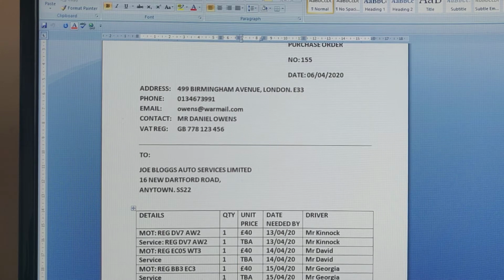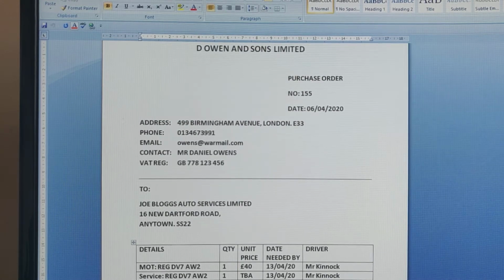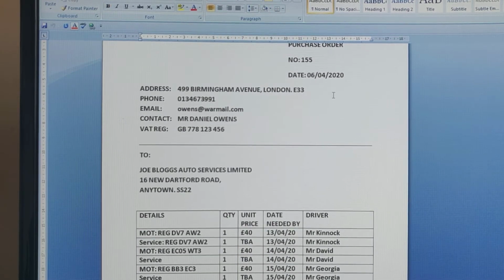If I use this as an example, this is DON, one of the corporate clients of Joe Blocks Auto Services Limited. They will raise a purchase order, an internal purchase order, and clearly label it, clearly number it, date it, and then state the vehicle that needs servicing. Here, on this purchase order, there are 3 vehicles, each of them requiring service and MOT.